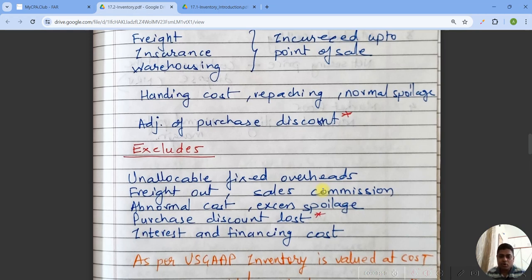Then abnormal cost of excess spoilage is not part of inventory valuation. Purchase discount lost is not part of inventory valuation. You cannot say that if I would have paid early, then I would have received the discount, but since I have paid late, I have lost the discount. All those subjective things are not part of inventory valuation. And interest and financing cost is part of the financial cost and not part of the inventory valuation.